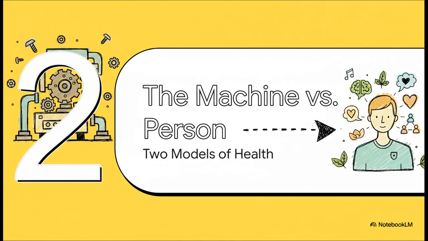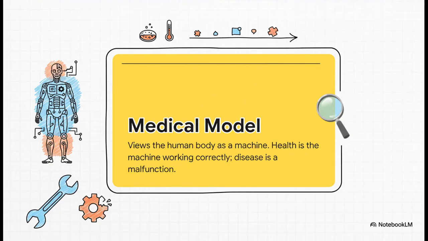We're starting with the old champion, the powerhouse of Western medicine for a century, the medical model. The medical model, sometimes called the biomedical model, has this one super clear analogy. Your body is a machine. Pretty simple, right? Health just means the machine is running perfectly. Disease is just a breakdown, a malfunction. And the doctor? Well, they're the expert mechanic who pops the hood, finds the broken part, and fixes it.